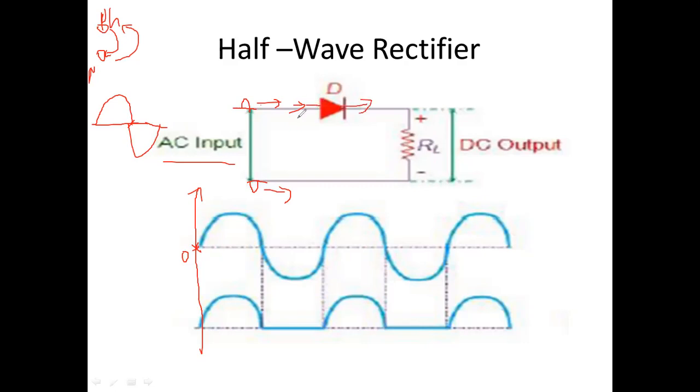What will happen once the current flows through the diode? Whatever the AC is there, it converts into DC. That DC current will go across the load resistance and go back to the neutral. So across this load resistance, we are going to get the DC output we have connected here.